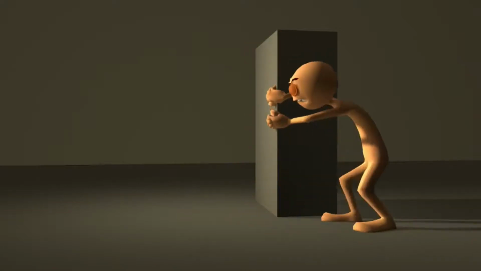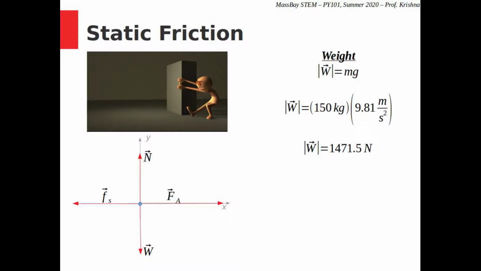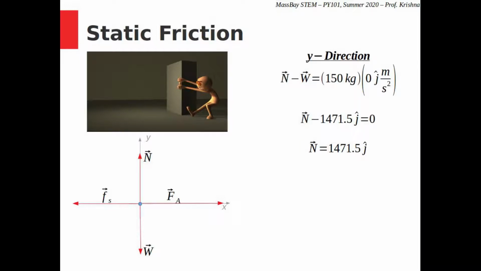We'll start with the force balance in y. Normal force points up, weight points down, the acceleration is 0. We can solve for the weight force. It is 1,471.5 newtons. Substituting that into the force balance, we find that the normal force is also 1,471.5 newtons.